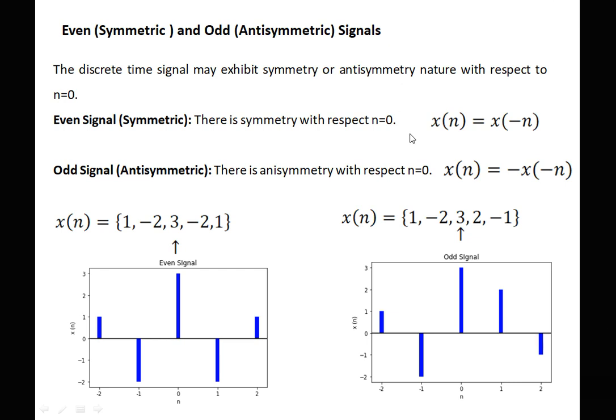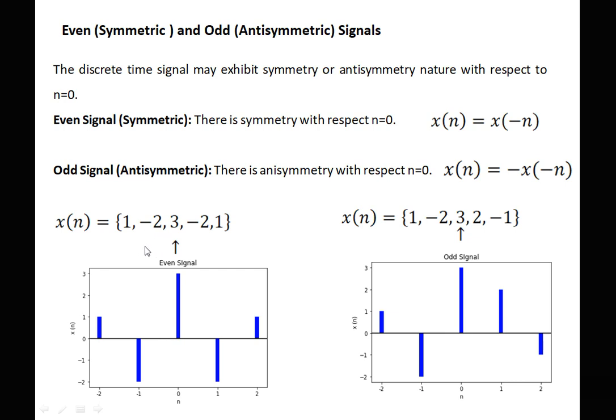Now see the equation x of n is equal to x of minus n. X of n is a signal, and now this signal is a pure even signal. The signal is 1, minus 2, 3, minus 2, 1. This arrow indicates the location of 0. The values of the signal vary from minus 2 to plus 2 location.